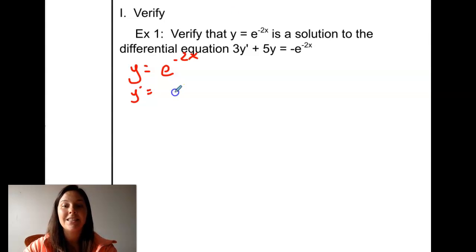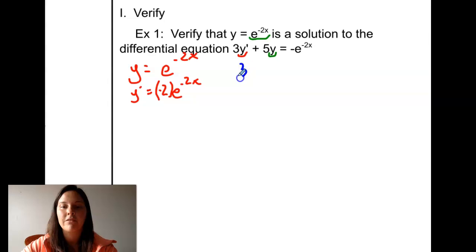Derivative of e to the x is e to the x. So keeping our e function exactly the same, and then we multiply by the derivative of the exponent. So the derivative of negative 2x would give us a negative 2. So there's our derivative. And as I mentioned, what we're going to do next is sub that derivative into the equation. We also have y in our differential equation, so I'll be subbing e to the negative 2x in for y as well.